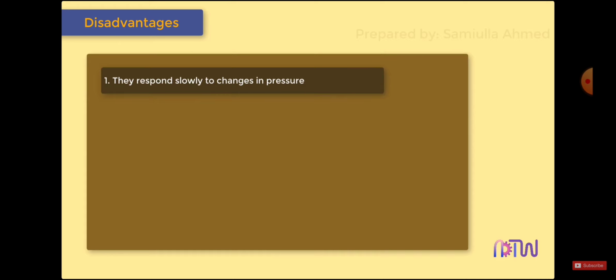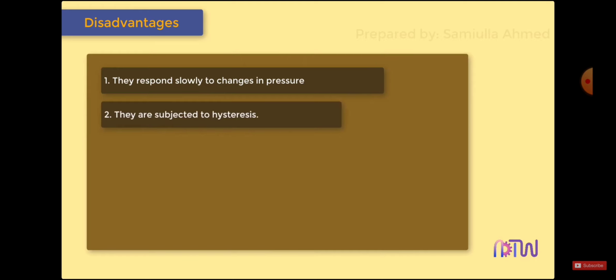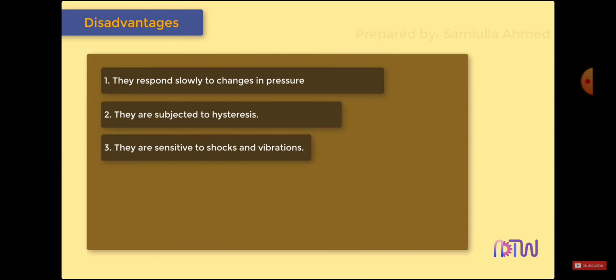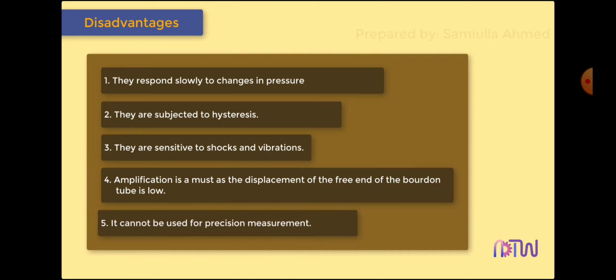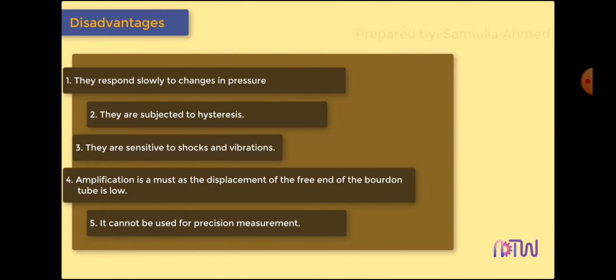Disadvantages of Bourdon tube pressure gauges. 1. They respond slowly to changes in pressure. 2. They are subjected to hysteresis. 3. They are sensitive to shocks and vibrations. 4. Amplification is a must, as the displacement of the free end of the Bourdon tube is low. 5. It cannot be used for precision measurement.